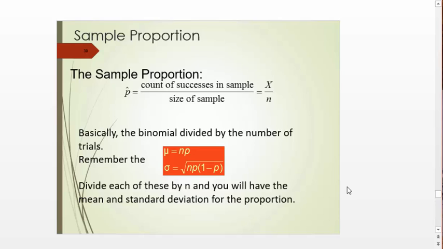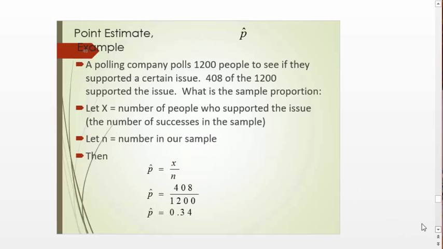Because the sample proportion is the count of successes in a sample divided by the sample size. So it's our binomial divided by the size of the sample. So if we remember that the mean of the binomial is n times p and the standard deviation is the square root of n times p times 1 minus p, if we divide that by the sample size, then we're going to get the mean and the standard error for our sampling distribution of the sample proportion.